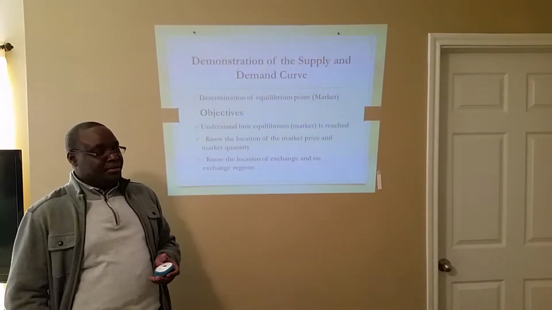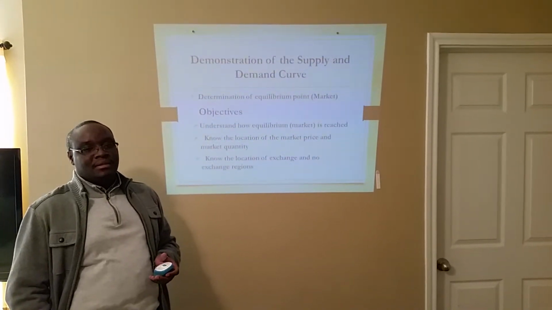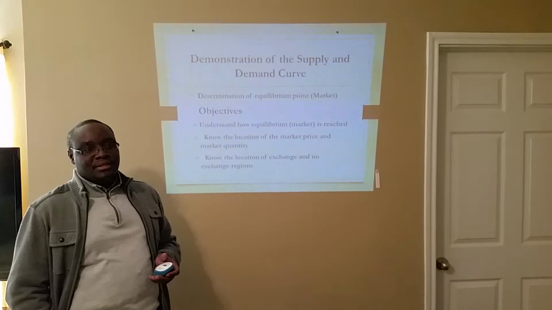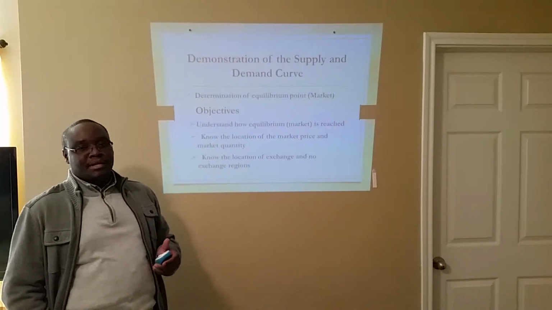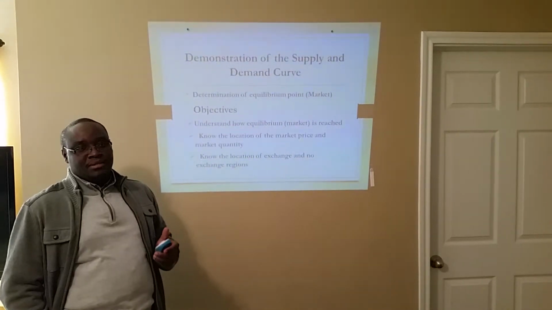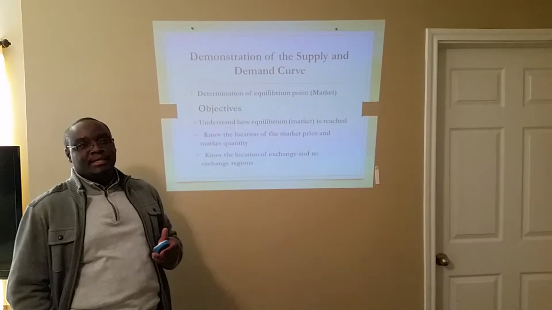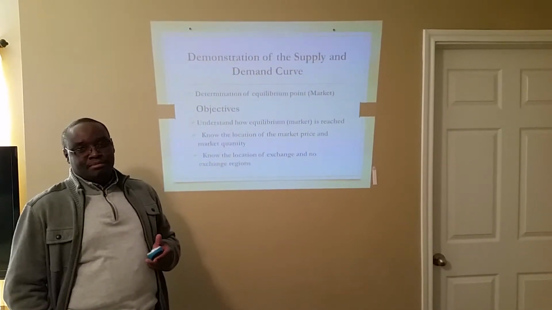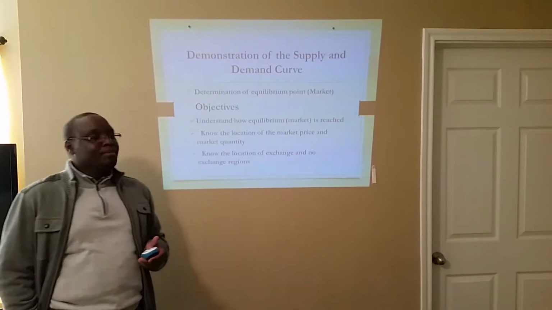Most of you are familiar with the market from this class. We talked about that we have what we call the market price and the market quantity. The market price is what we would call the average price, what everybody is willing to pay, and what every supplier of the product is willing to supply that product for.